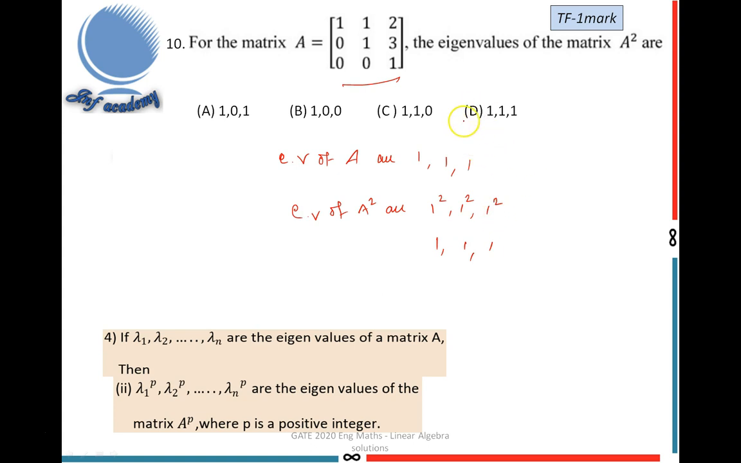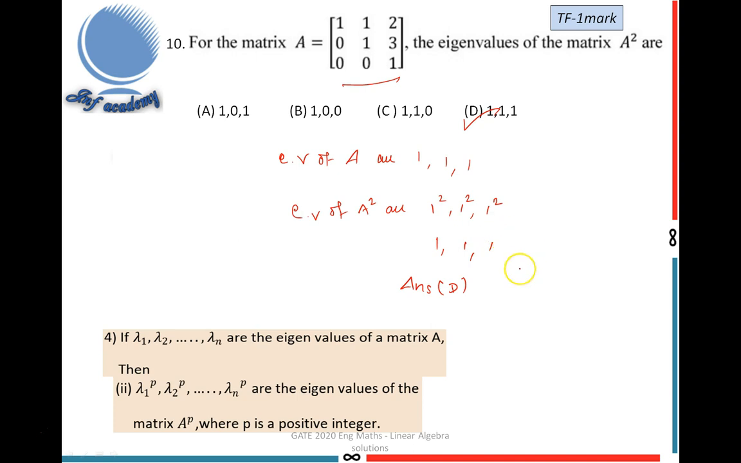So the correct answer is option D. Here I use that property: if lambda 1, lambda 2, etc., lambda n are the eigenvalues of a matrix A, then lambda 1 power p, lambda 2 power p, etc., lambda n power p are the eigenvalues of the matrix A power p, where p is a positive integer. By using that property, we can get the answer immediately. The final answer is 1, 1, 1.